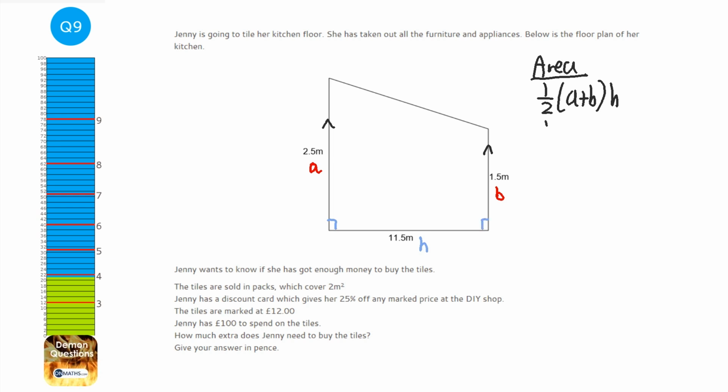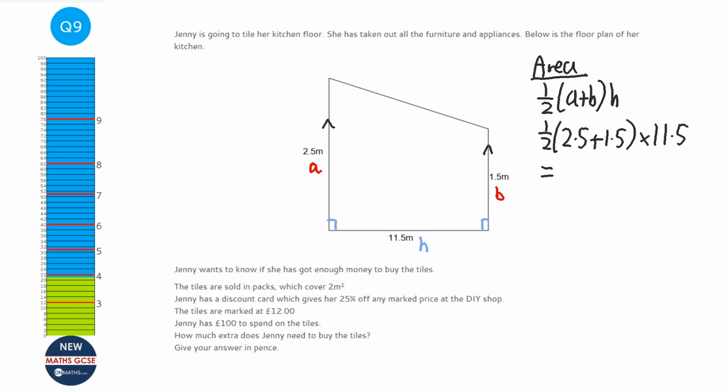So half times 2.5 plus 1.5 times 11.5. I can get my calculator out and do 0.5 times brackets 2.5 plus 1.5 close brackets times 11.5, and that gives me the answer of 23. So the area of this is 23 meters squared. Okay, so I've managed to work that out.